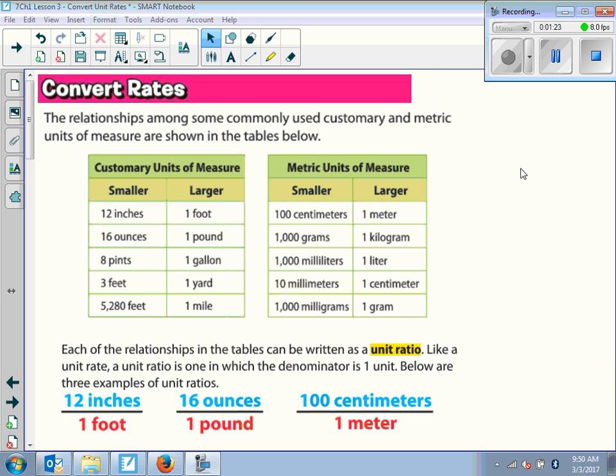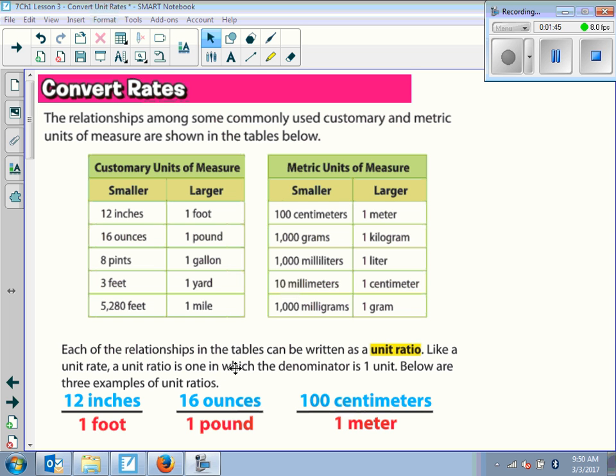All right, so today we're going to convert rates. The relationships among some commonly used customary and metric units of measure are shown in the table below. So here we know most of these. We know 12 inches in a foot, 16 ounces in a pound, and so forth. Okay?